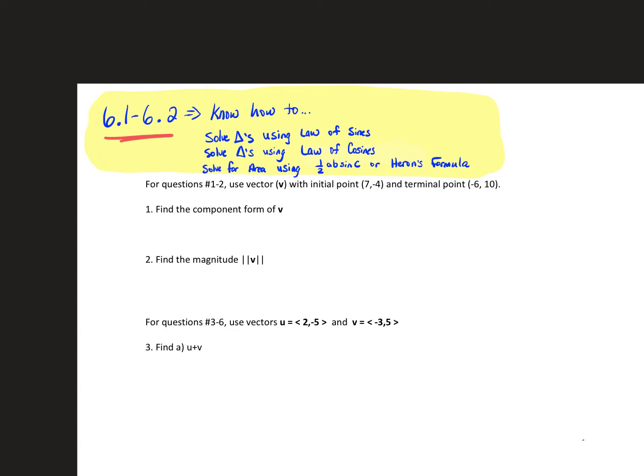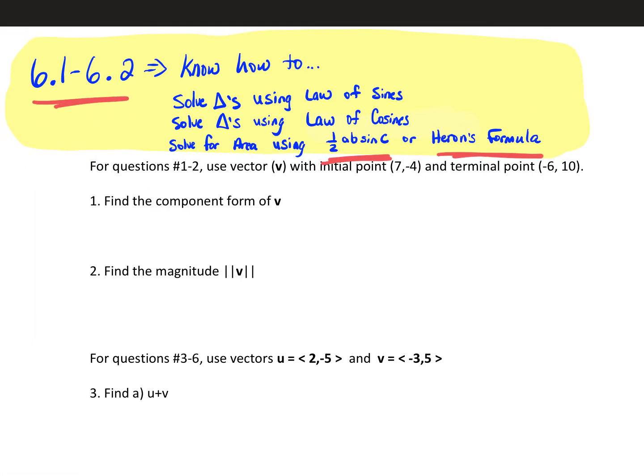So solve triangles using law of sines, law of cosines, the area. So we have the sine area formula and Heron's area. So all of these formulas will be given to you. You just have to know how to use them. So reviewing 6.3 and 6.4 stuff.